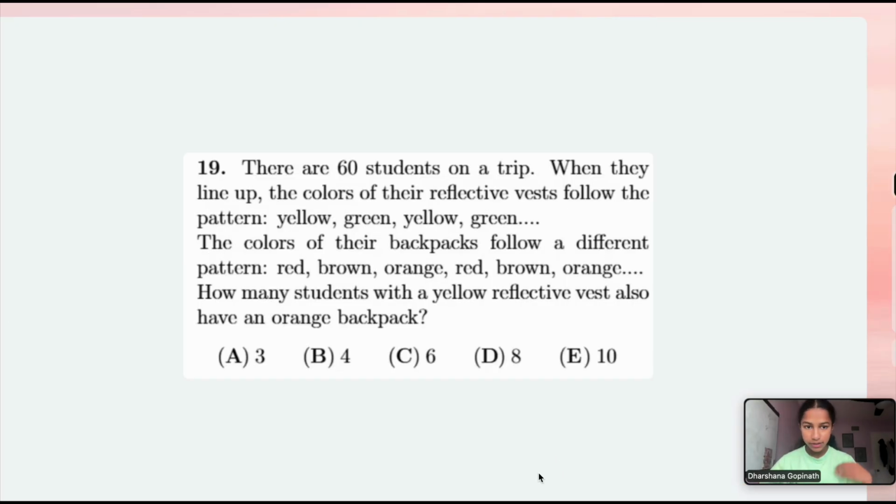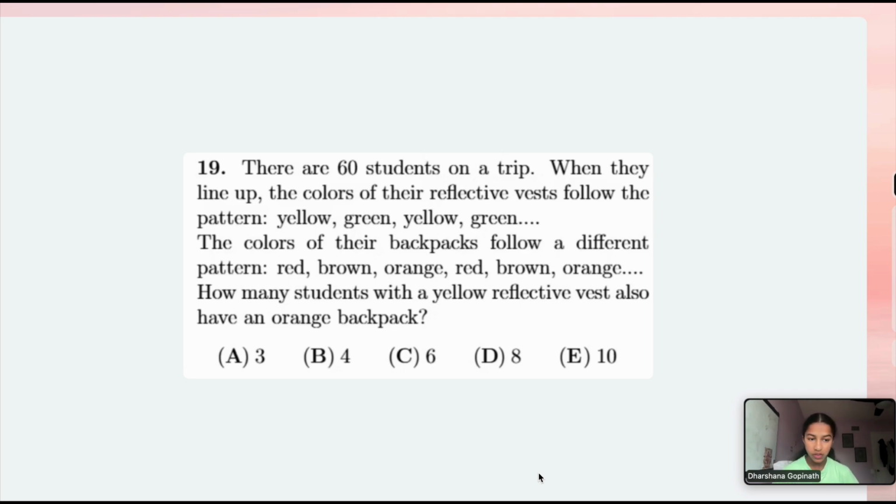There are 60 students on a trip. When they line up, the colors of their reflective vests follow the pattern: yellow, green, etc. The colors of their backpacks follow a different pattern: red, brown, orange, and so forth. How many students have a yellow reflective vest and also have an orange backpack?